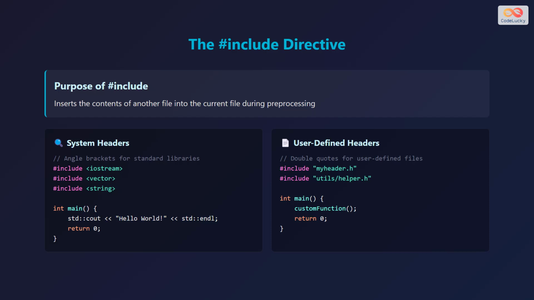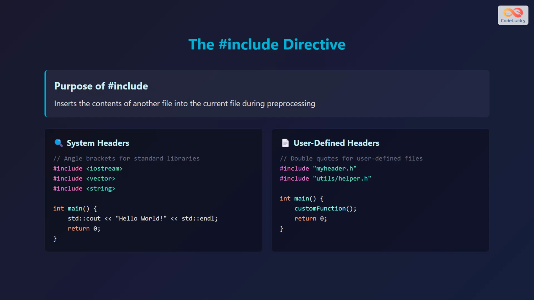Let's dive into the #include directive. The purpose of #include is to insert the contents of another file into the current file during the preprocessing stage. There are two main ways to use #include. First, system headers. These are standard libraries that come with C++, like iostream, vector, and string. You include them using angle brackets. Second, user-defined headers. These are headers you create yourself for your own code, like myheader.h or util/helper.h. You include them using double quotes.